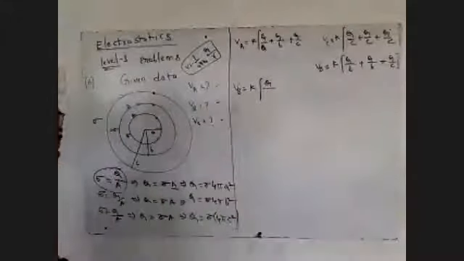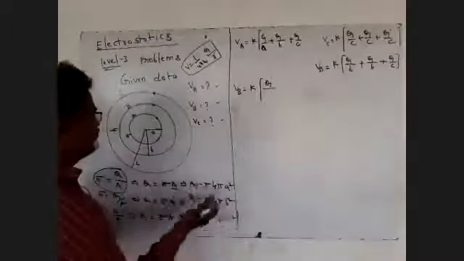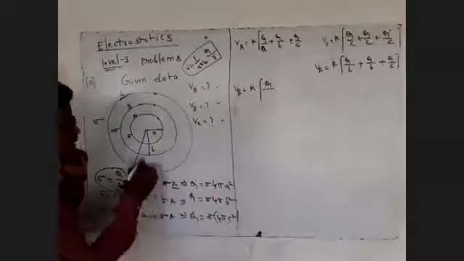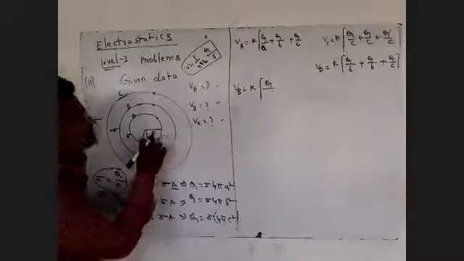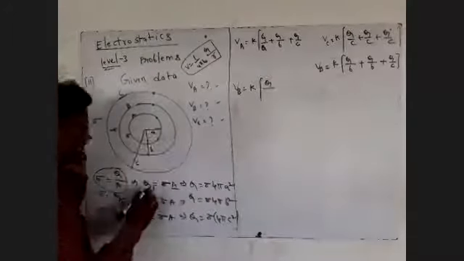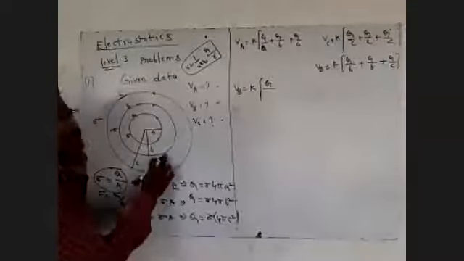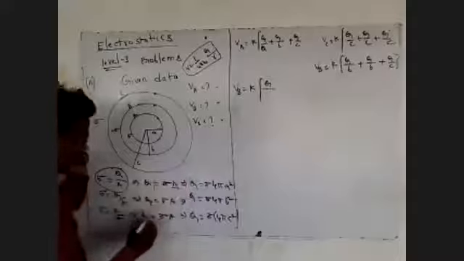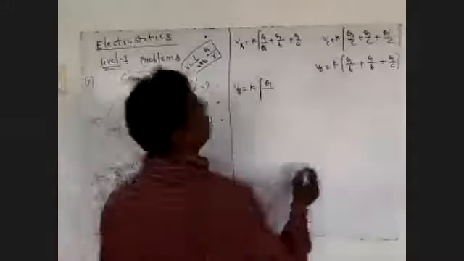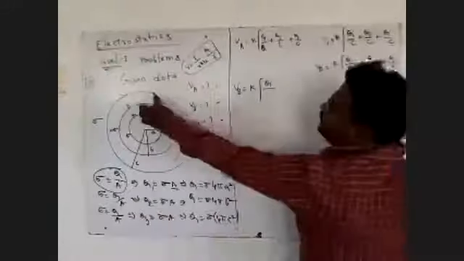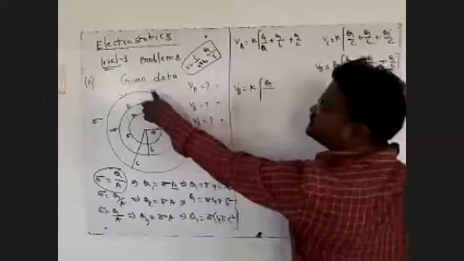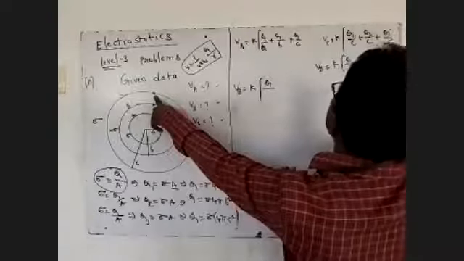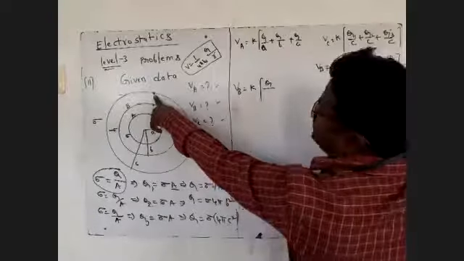Suppose the first concentric shell carries charge Q1. The second concentric shell carries Q2 charge. The third concentric shell carries charge Q3. So the electric potential at the C point is Q1 by C, Q2 by C and Q3 by C.